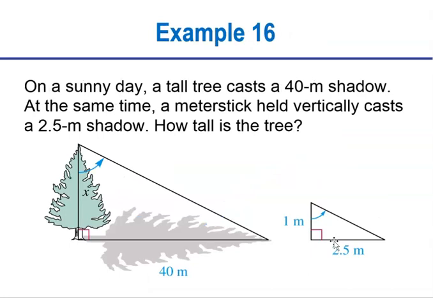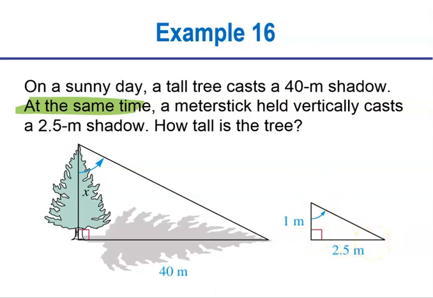On a sunny day, a tall tree casts a 40-meter shadow. So there's our tall tree. It casts a 40-meter shadow. The goal is to find out how tall the tree is. At the same time, notice that's important, because if you do this at a different time of day, your shadow is going to be different and it's not going to be proportional. So at the same time, a meter stick held vertically casts a 2.5 meter shadow. So you have just a meter stick, and it casts a 2.5 meter shadow. How tall is the tree?